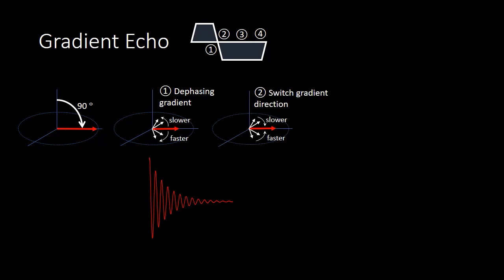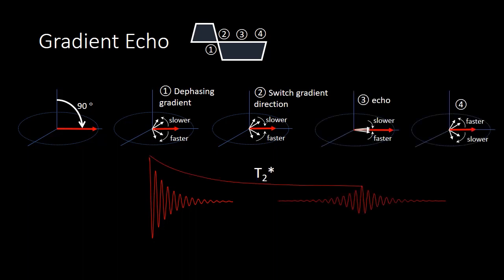And if we switch that gradient direction, suddenly the signal starts to come back together and reform an echo. And in this case, the amplitude of the echo is proportional to T2 star because we haven't been able to reverse the effects of magnetic field inhomogeneity causing additional dephasing.